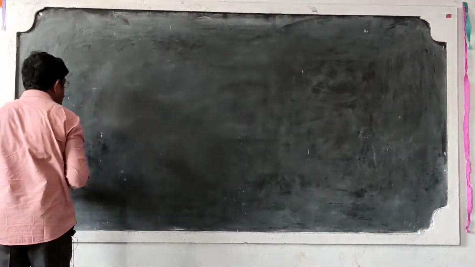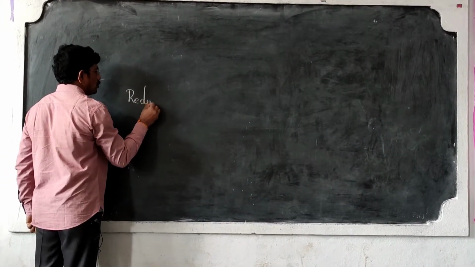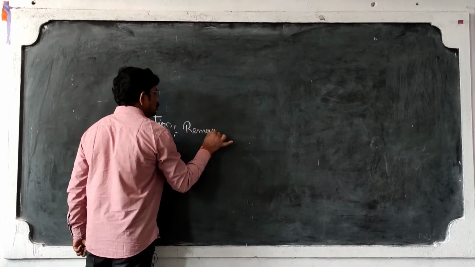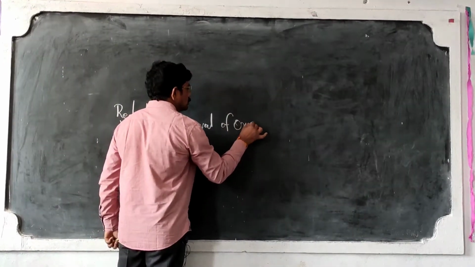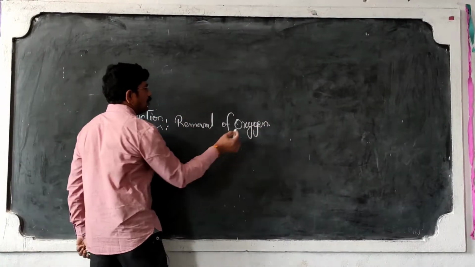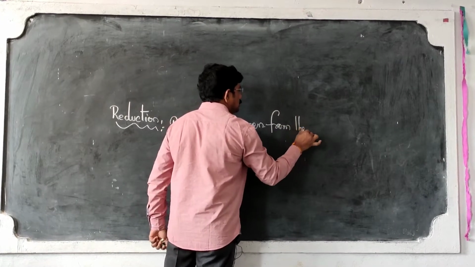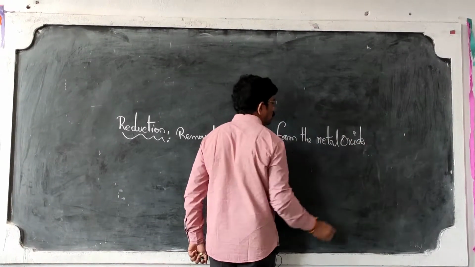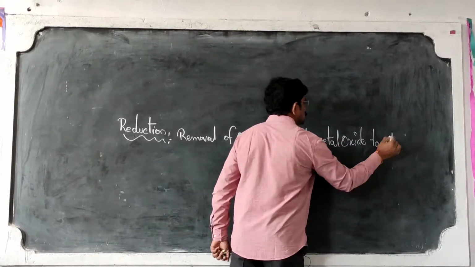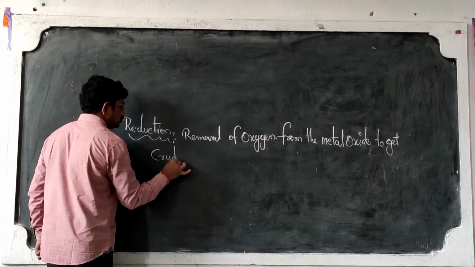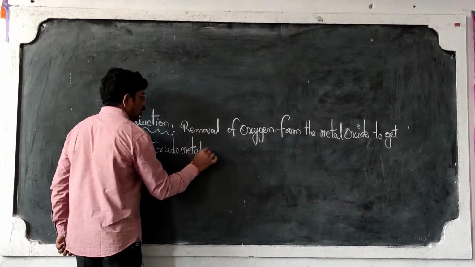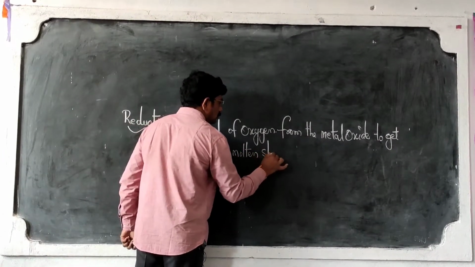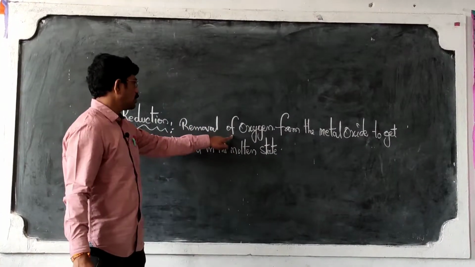In this entire class, we will discuss reduction: removal of oxygen from the metal oxide, to get crude metal in the molten state. So, removal of oxygen from the metal oxide.